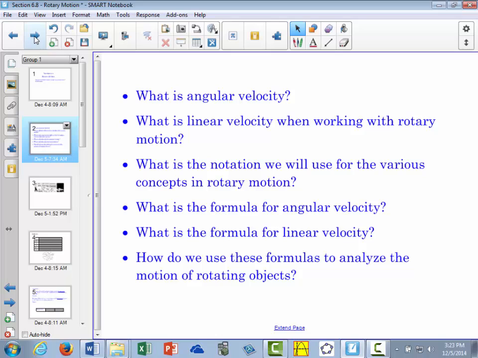What is the formula for angular velocity? What is the formula for linear velocity? And how do we use these formulas to analyze the motion of rotating objects?